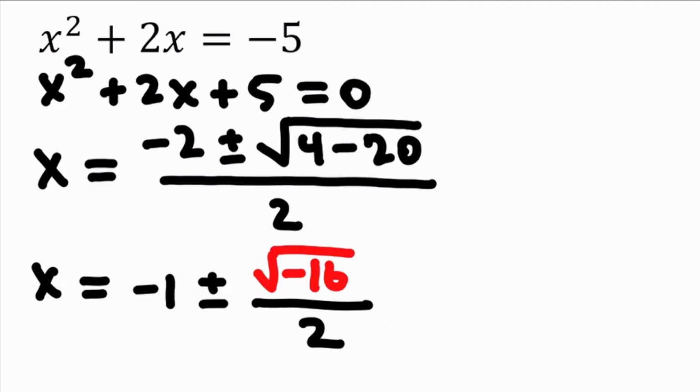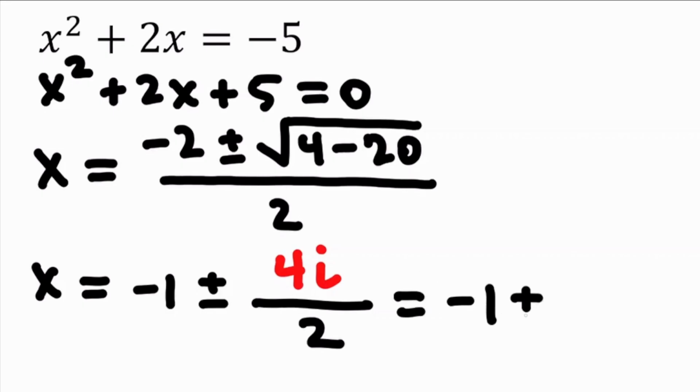Okay. And we can take the square root of 16, so that means we're going to be able to take the square root of negative 16 also. If the square root of 16 is 4, then the square root of negative 16 we're going to call 4i. So we'll go in there and replace that with 4i. And then the 4 is still a real number, so we can divide 4 by 2. And so this would be negative 1 plus or minus 2i. Okay, and so that's how we're going to obtain complex solutions using the quadratic formula.